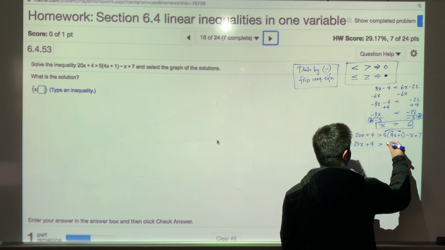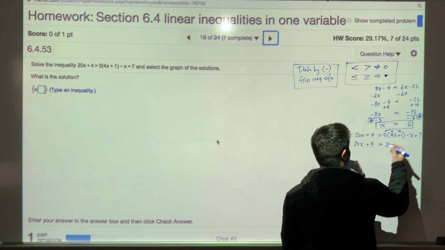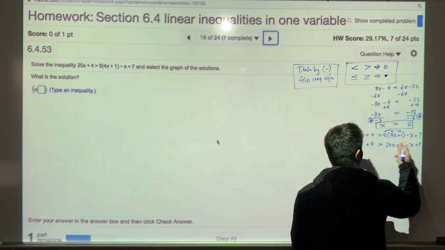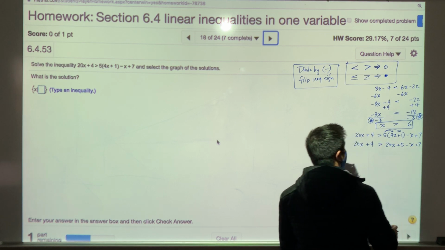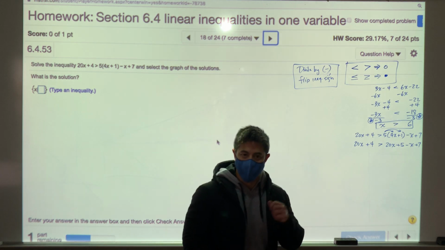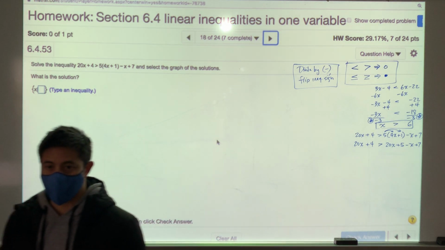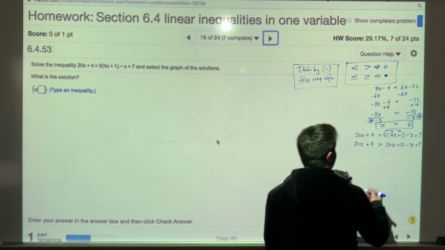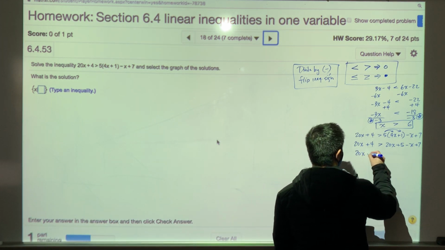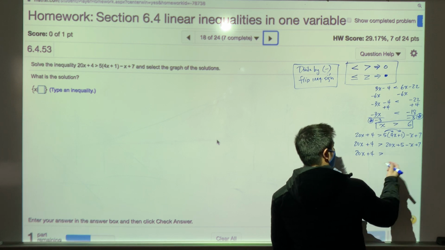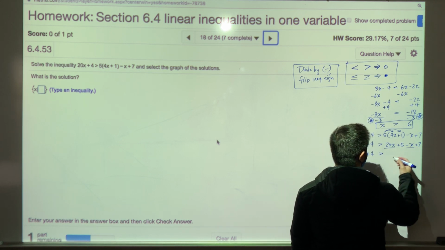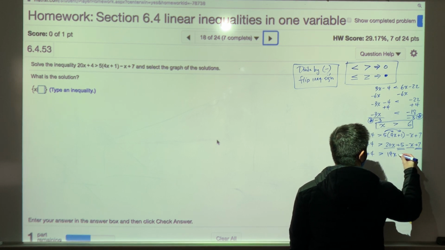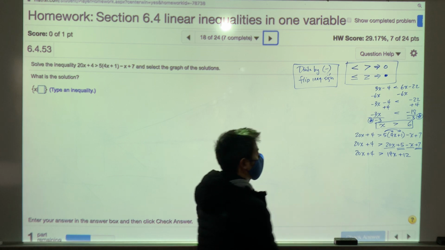5 times 4x is 20x. 5 times 1 is positive 5. Minus x plus 7. Why didn't I multiply 5 by these? Because they're not in the parentheses. That is nothing new. That's stuff that we've done. Let's go and collect like terms, combine like terms. Nothing on the left, but on the right, 20x minus x is 19x. Positive 5 and positive 7 is positive 12.